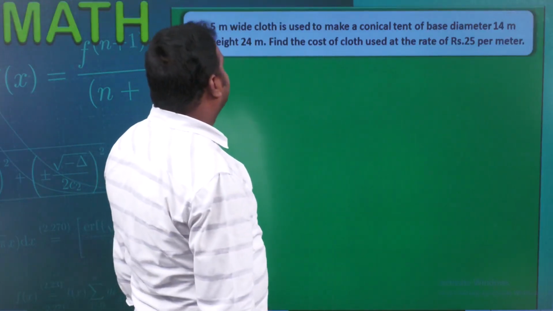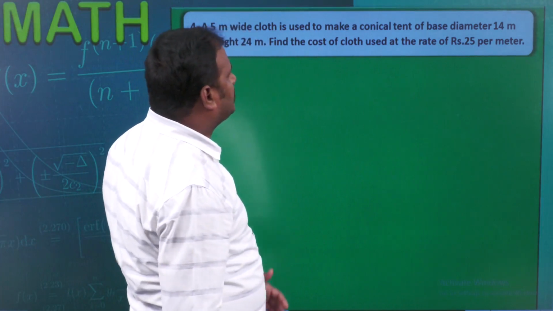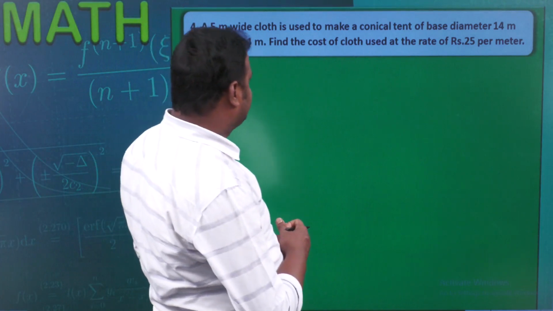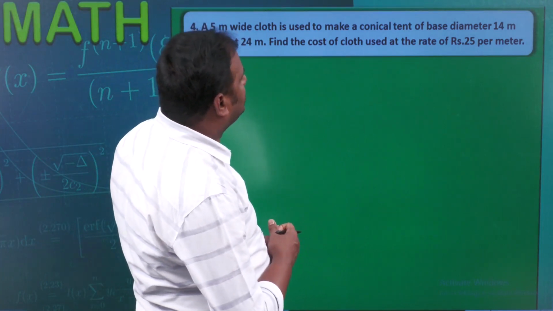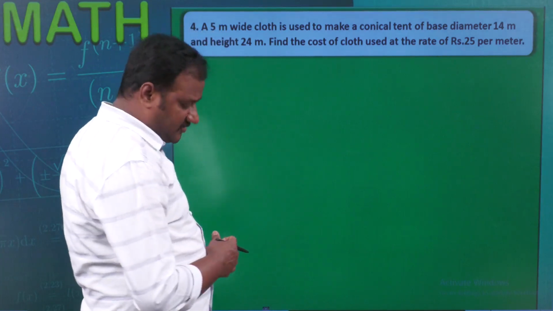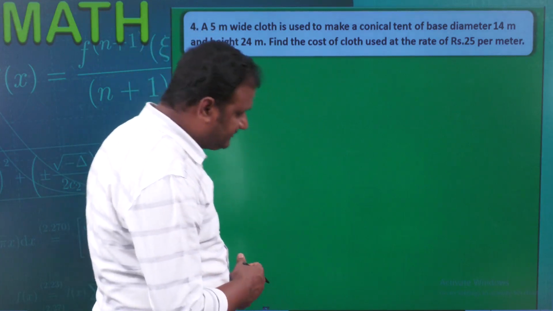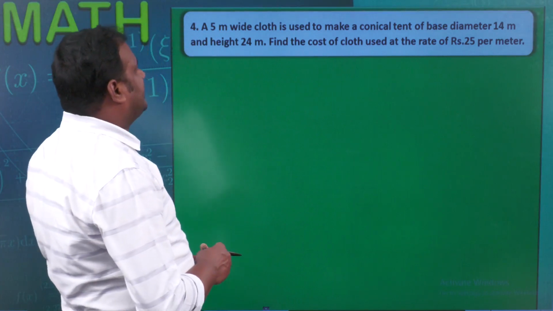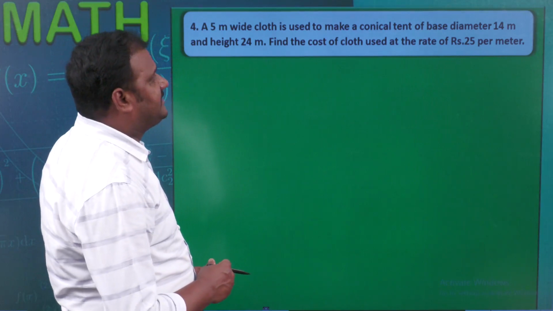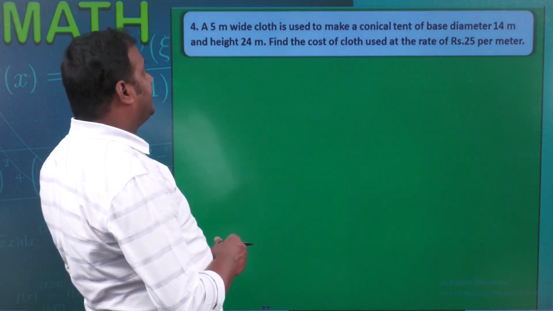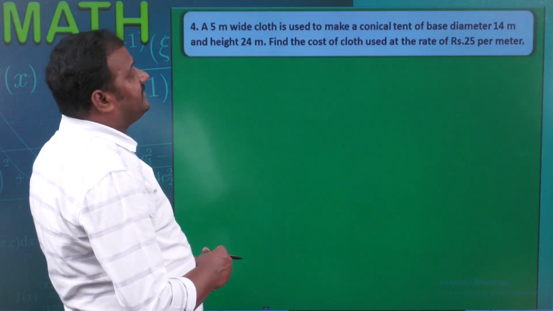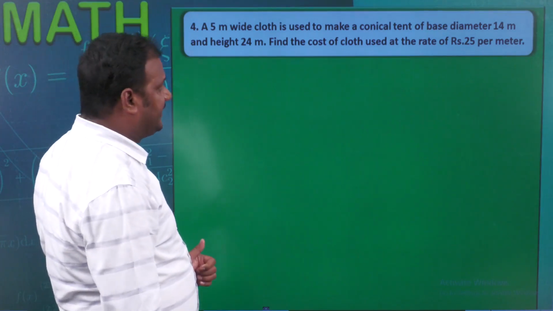Here, a 5 meters wide cloth is used to make a conical tent of base diameter 14 meters and height 24 meters. Find the cost of cloth used at the rate of 25 rupees per meter square. See, here you need to understand one thing. A 5 meters wide cloth is used to make a conical tent of base diameter 14 meters and height 24 meters. Find the cost of the cloth used at the rate of 25 rupees per meter square.